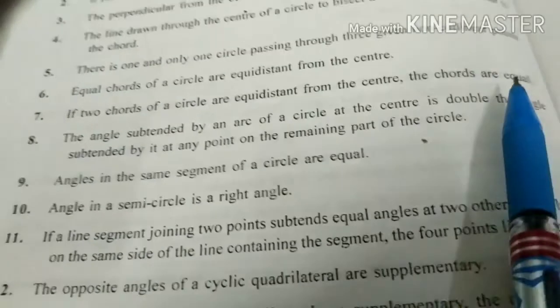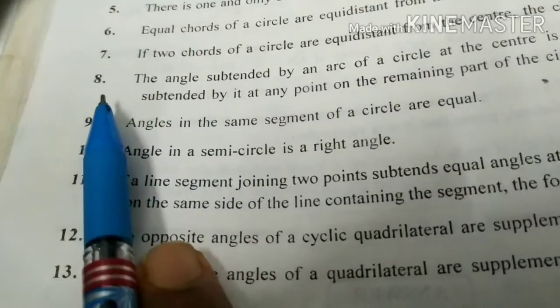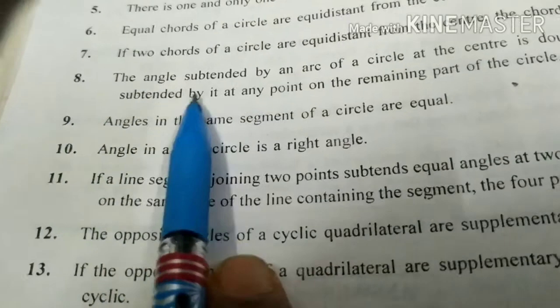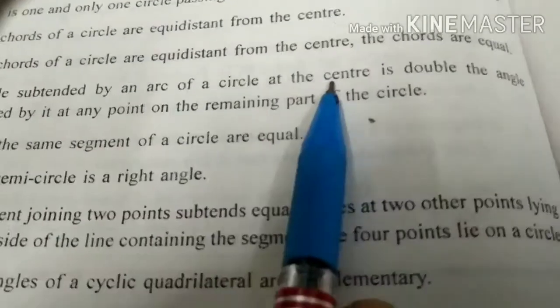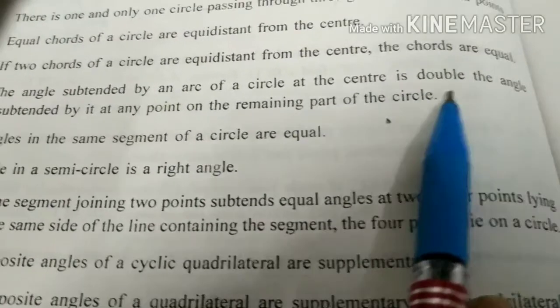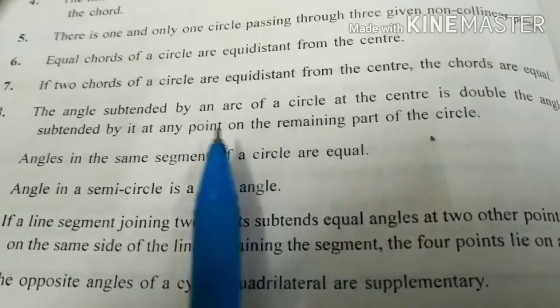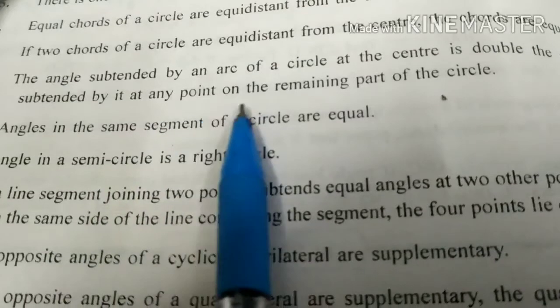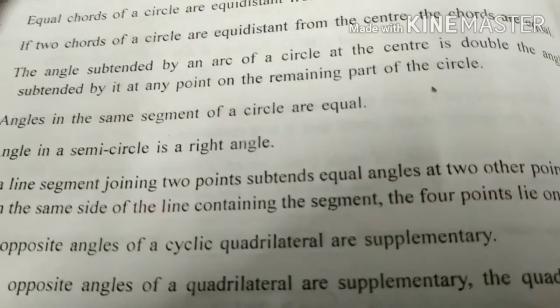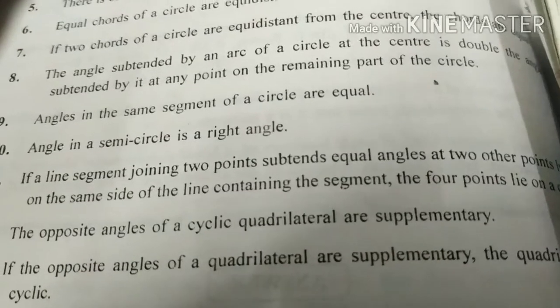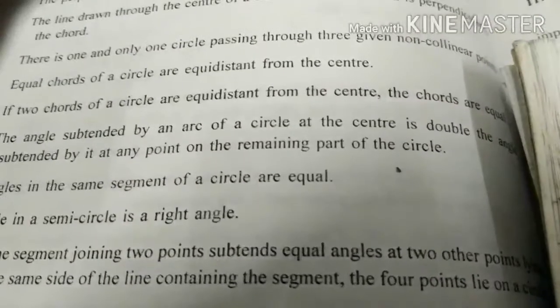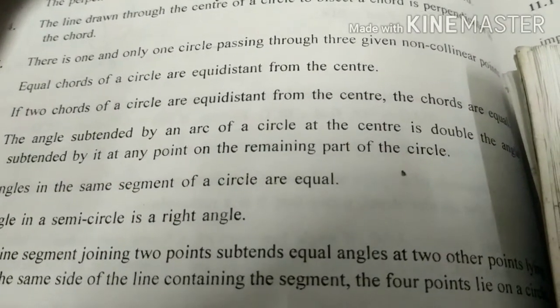Statement number 8: the angle subtended by an arc at the center of a circle is double the angle subtended by it at any point of the remaining part of the circle. The angle subtended by an arc at the center is double the angle subtended at the circle.